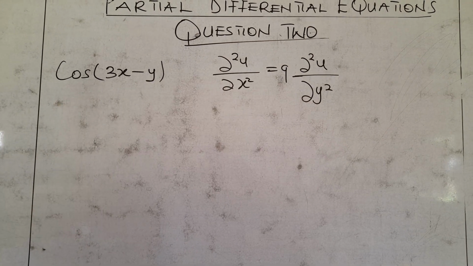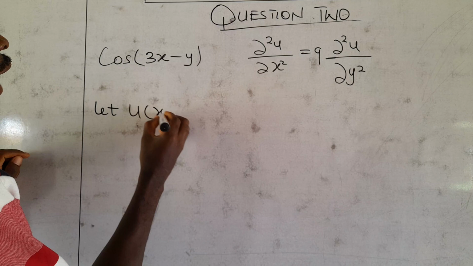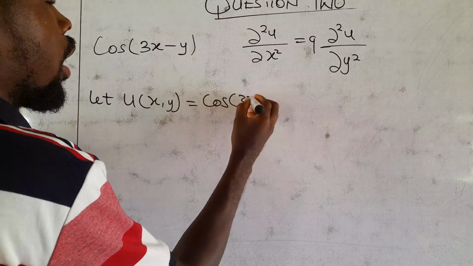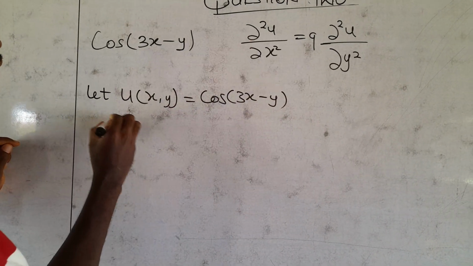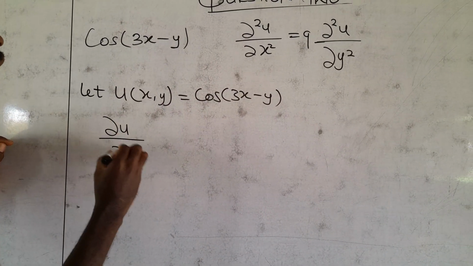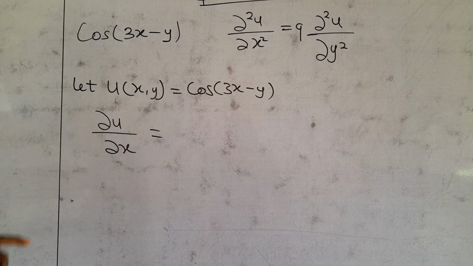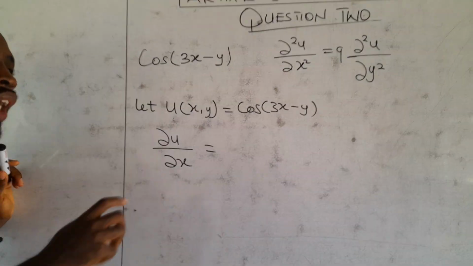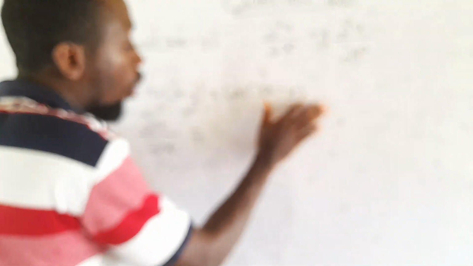So this is the function. We let u of x, y be equal to cos(3x minus y). Now we need to find our del u over del x. That means we'll differentiate this function with respect to x. Remember, when we are performing partial differentiation of a function with respect to x, the other variable is held constant. So in this case, our y will be held constant.